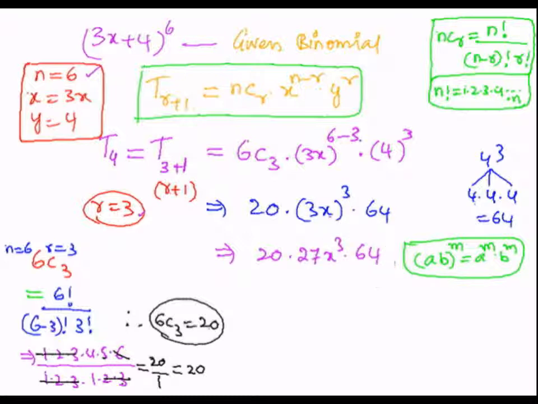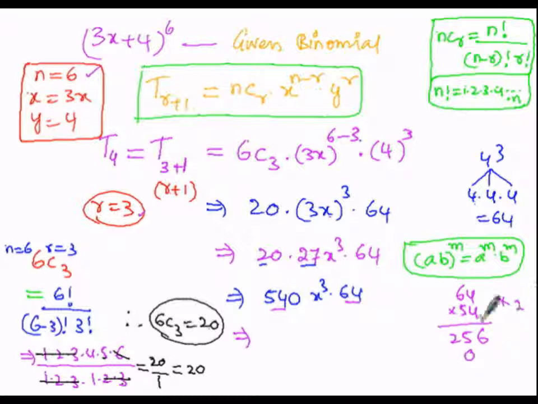So that implies 20 into 27, 27 2s are 54. Then 0 must be attached here. So x cube into 64. Now that implies 54 into 64. So here 64 into 54: 4 4s are 16, carry. Then 4 6s are 24 plus 1 is 25. Then 5 4s are 20, carry. Then 5 6s are 30, 30 plus 2 is 32. Then 5 plus 0 is 5, 2 plus 2 is 4, and this is 3.